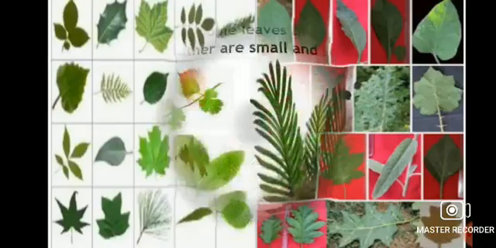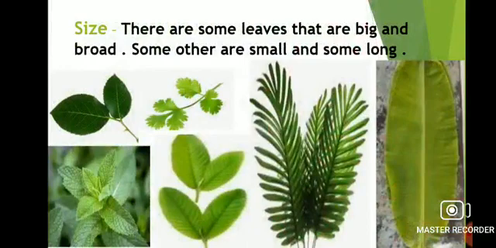Now the next one is size. There are some leaves that are big and broad. Some others are small and some are long. Different plants have leaves of different sizes also. Some leaves are big like papaya and lotus, while some are small like neem leaves. Some leaves are broad like banana, and some leaves are big and round like water lily.